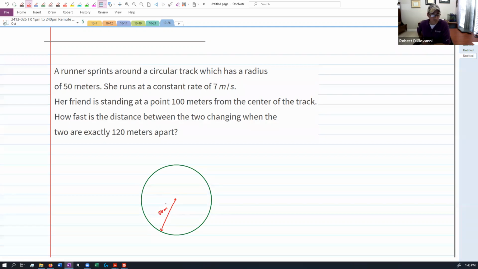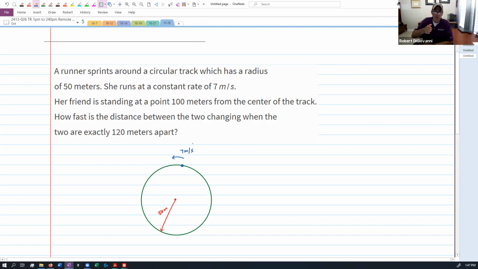Now it doesn't say what direction, so I can make this person go running clockwise or counterclockwise. It does not matter. So which way do you want her to go? Clockwise or counterclockwise? Counterclockwise. Okay, we'll go counter. So here she is, that's her. And she is moving around this circle at a constant rate of 7 meters every second.